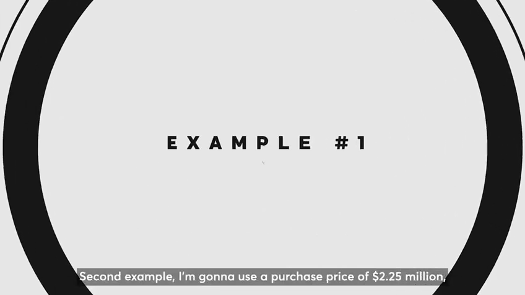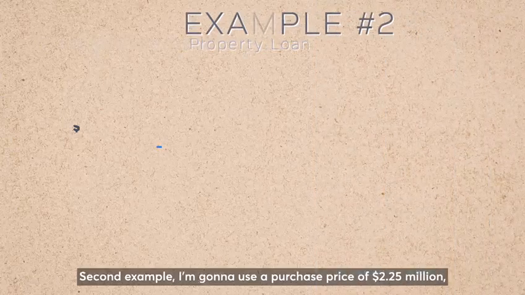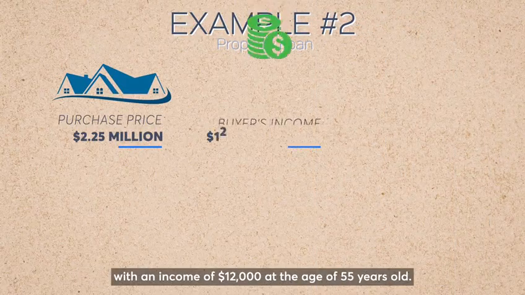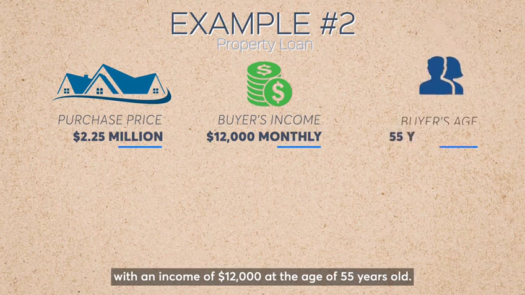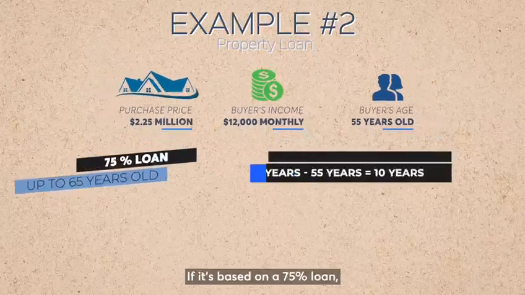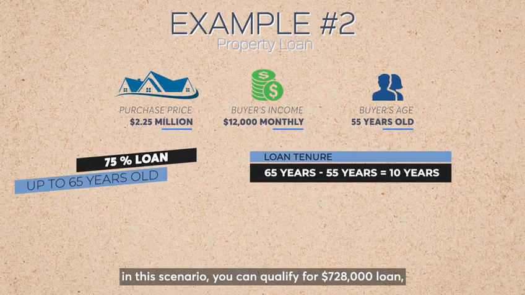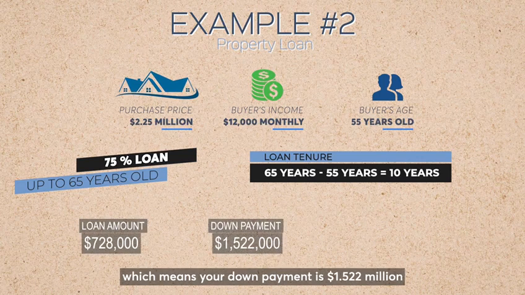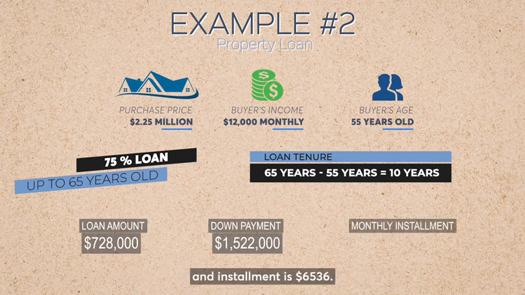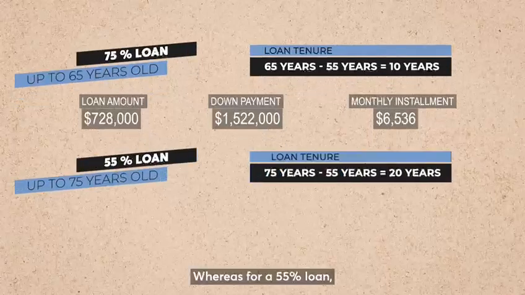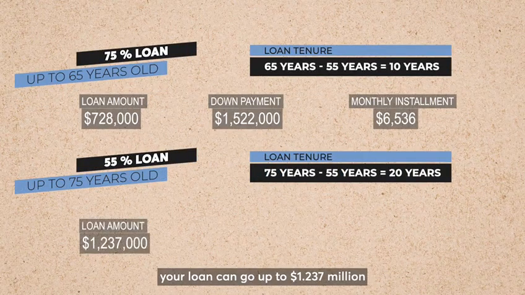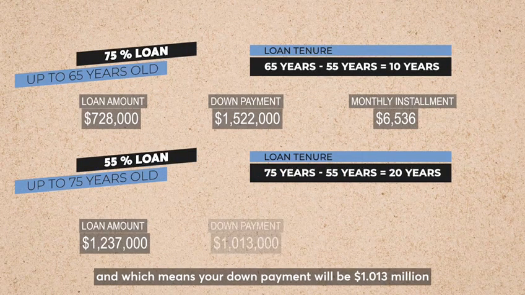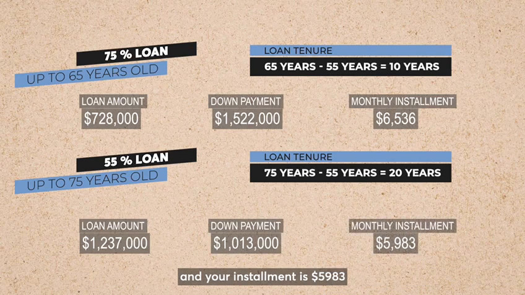Second example, I'm going to use a purchase price of $2.25 million with an income of $12,000 and an age of 55 years old. If we base on a 75% loan, in this scenario you can qualify for a $728,000 loan, which means your down payment is $1.522 million and installment is $6,536. Whereas for a 55% loan, your loan can go up to $1.237 million, which means your down payment will be $1.013 million and your installment is $5,983.